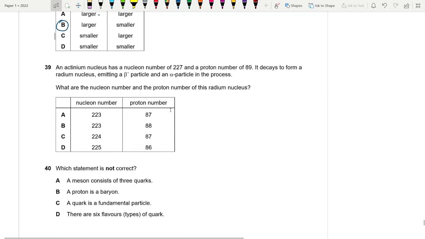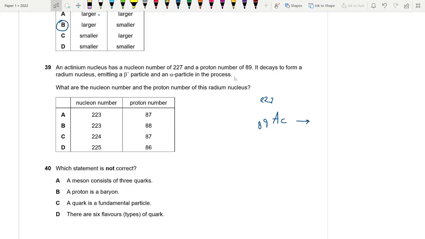Okay. Finally, nuclear physics. An actinium nucleus has a nucleon number of 227 and proton number of 89. Okay, so actinium, let me label it as Ac, 227 and 89. It decays to form radium by emitting a beta minus particle and an alpha particle in the process. What are the nucleon and proton numbers of the radium nucleus?